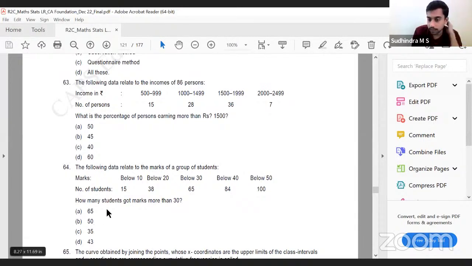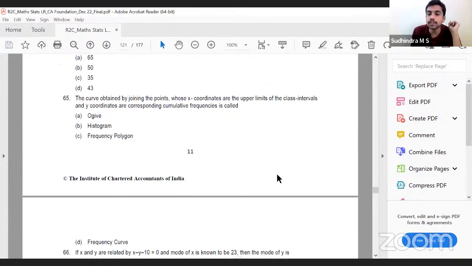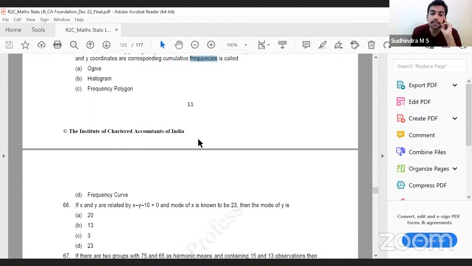Correct. So 35 students. The curve obtained by joining the points where x coordinates are the upper limit of the class interval and y coordinates are corresponding cumulative frequencies is the ogive, option A, because we are presenting cumulative frequency.